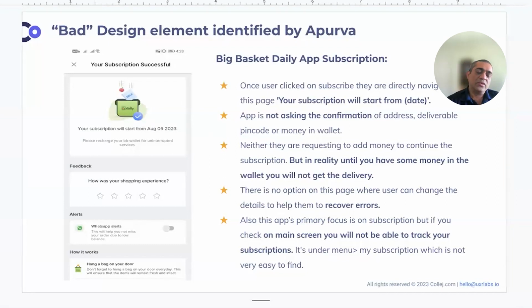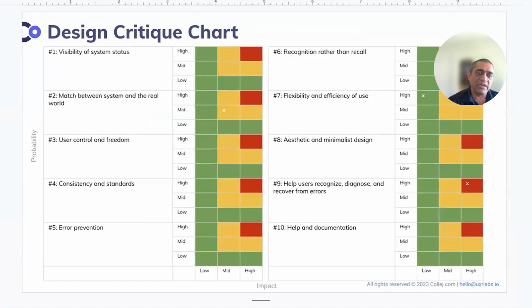So the core challenge, and this is an interesting thing, I'm just going to keep it simple, and we can talk about the more complex one later. The way I look at it is there's no way for people to tell what their status is. Do I have money in the bank or not? Is it going to work or not? So let's go to slide number 10. Number 9 works: help users recognize, diagnose, and recover from errors. There is no way for people to even tell that there is an issue anywhere.